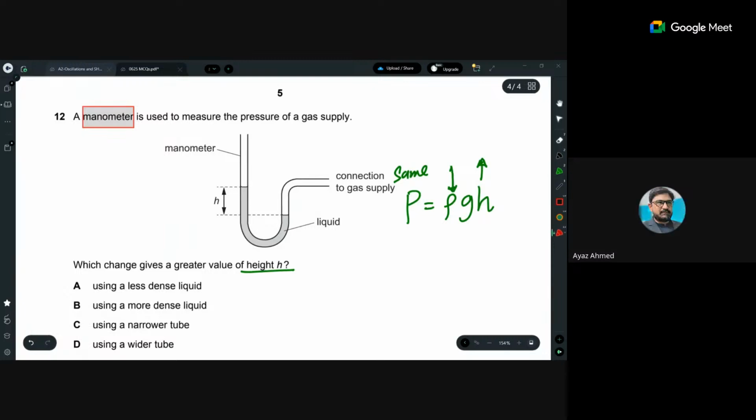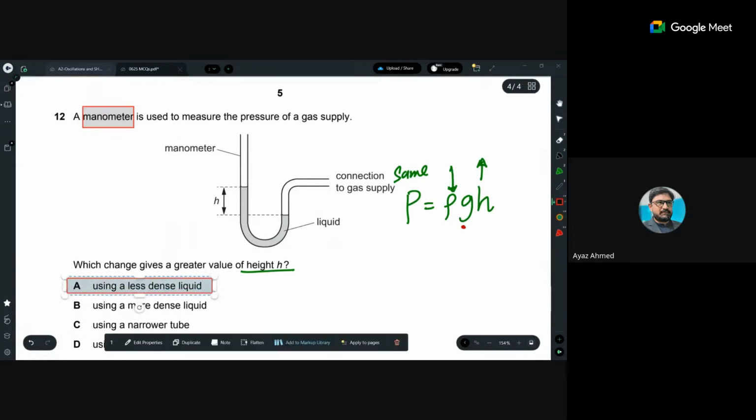That is simple. If there are two quantities being multiplied, when you increase one, the other should be decreased. Okay? So, using a less dense liquid. That is why it is option A.